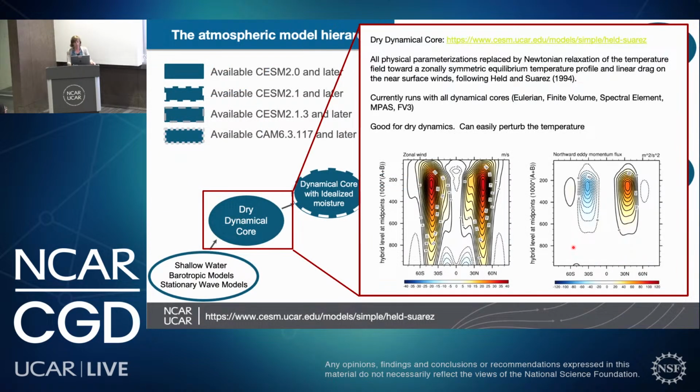And this can really be good for problems where you want to explore dry dynamics. You don't care about the interactions with moisture, but you want a cheap configuration where you can look at things like jet streams or eddy mean flow interactions. An advantage of this is that it's very cheap to run, and it's also very easy to perturb. So you can do things like change that relaxation temperature profile and look at what happens if I make the poles warm. How does that affect the mid-latitude jet streams? Those are the kinds of questions that you can start to look at with this simplified configuration.